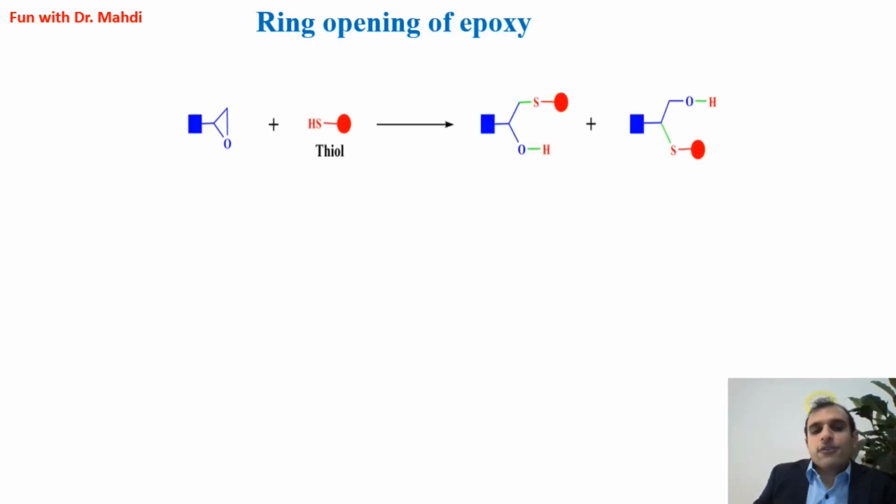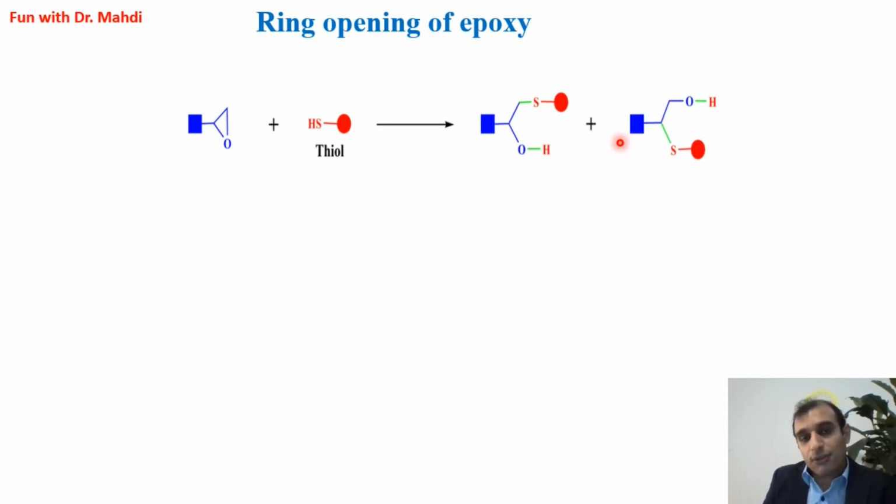Different functional groups can participate in ring opening. Ring opening for epoxy. I want to give you an example for ring opening. Epoxy is something like a ring. Different functional groups can participate in ring opening, and I would like to start with thiol. Thiol is a molecule that can participate in ring opening with epoxy.